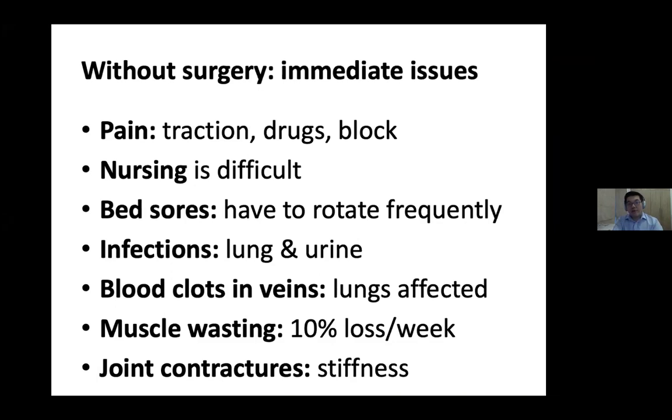So without surgery, what are the immediate issues? Number one, of course, is pain. This can be treated by a few methods. One of them is pulling the leg literally with a traction device, which is putting a sticky tape onto the skin and then pulling it by a combination of cord, rope and weights. Medication helps, and sometimes we get our anesthetic colleagues to inject special nerve blocking agents into the surrounding nerves to numb the area.